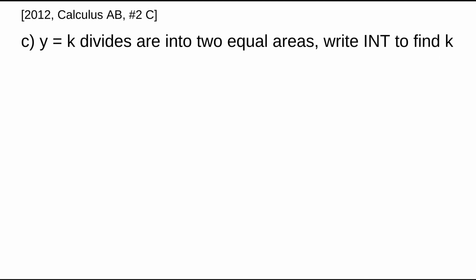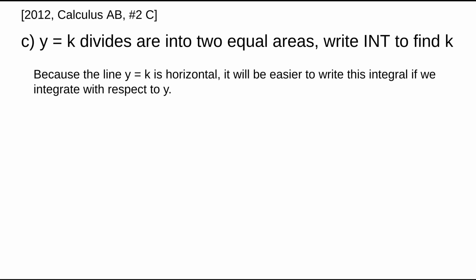In part C, we are told that the horizontal line y equals k divides the region R into two equal areas, and we are asked to write an integral to find the value of k. So because the line y equals k is horizontal, it's going to be easier to write this integral if we integrate with respect to y instead of x. In fact, probably necessary. So what this is going to mean is we're going to have to take our boundary functions, which are functions of x, and rewrite them as functions of y.